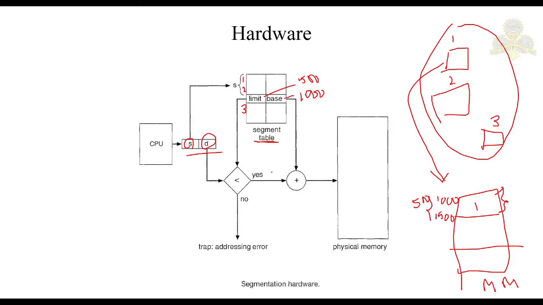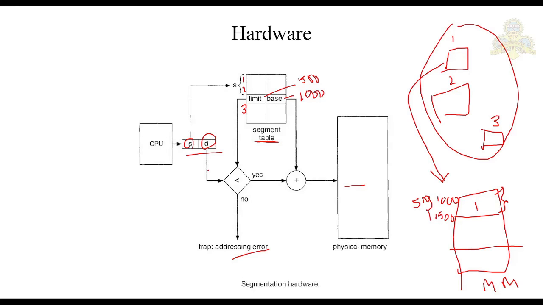Then you add the displacement to the base address, so that you get the actual physical address in the memory. If the displacement is greater than the limit, then you'll have a trap or addressing error. That means your operating system will understand that the CPU is trying to access some other segment's instruction, which is invalid. So this is how your segmentation hardware works.